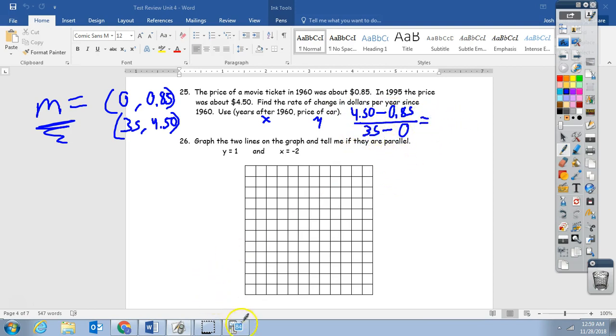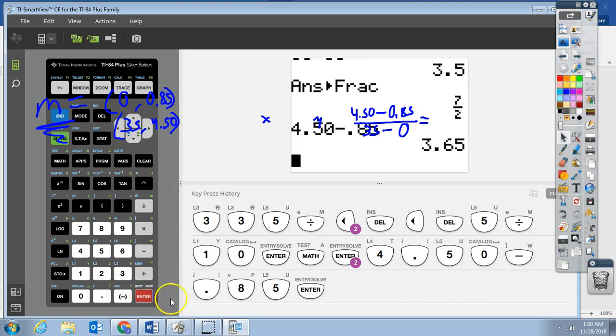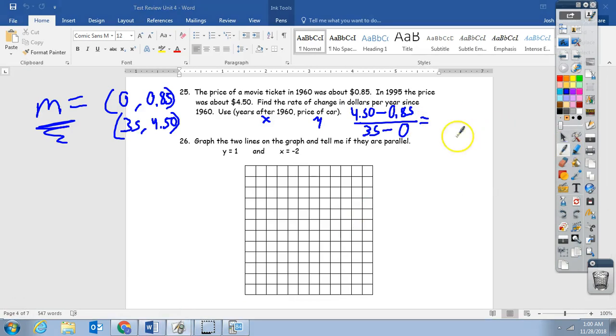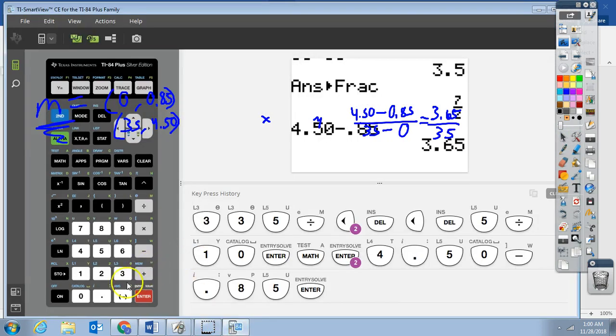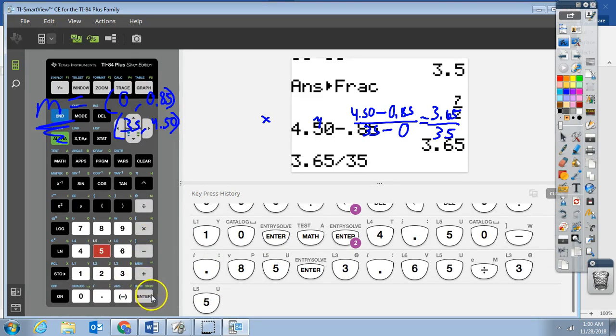If you do this, you take out your handy dandy calculator. 4.50 minus 0.85 or 85 cents, you get 3.65. That means I'm going to have 3.65 on the top. On the bottom, 35 minus 0 is 35. That's not going to tell me how much the movie changes per year. I still have to go back to my calculator and do 3.65 divided by 35. Press enter.